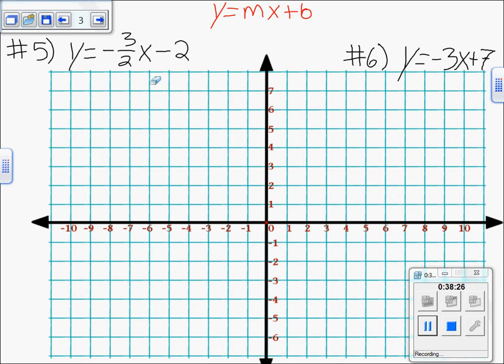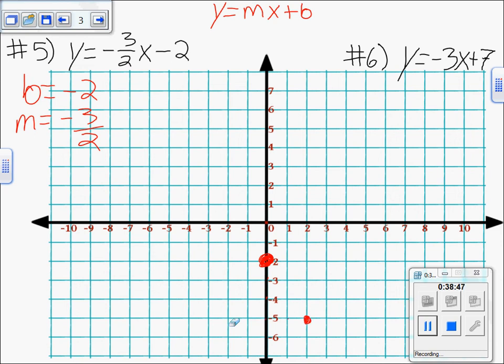Step 1, find the slope and y-intercept. So the y-intercept of number 5 is -2. So b is -2. That tells us it's going to cross the y-axis down here at -2. The slope is m. So m is -3/2. So the slope is -3/2.